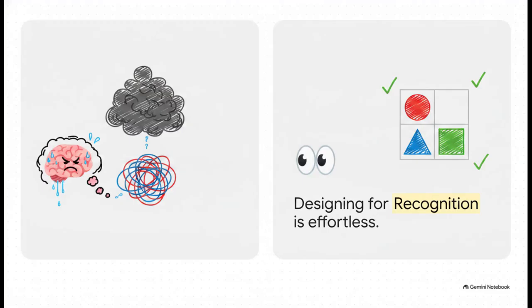To take the pressure off your brain, designers use something called progressive disclosure, meaning they don't dump everything on you at once.